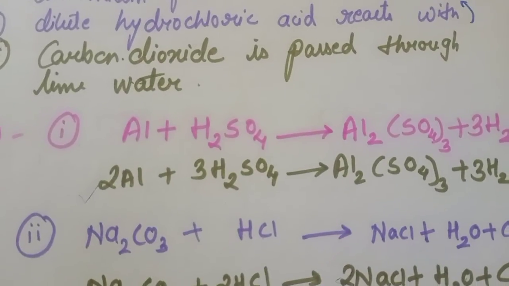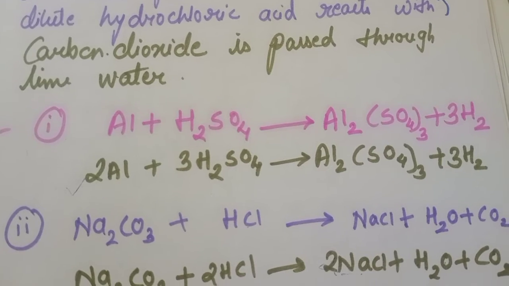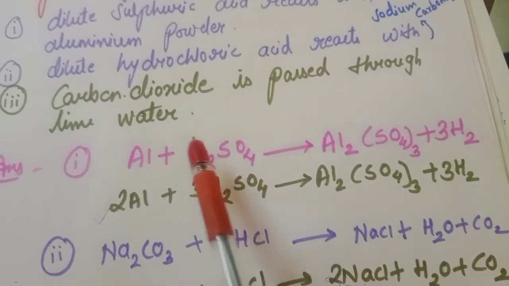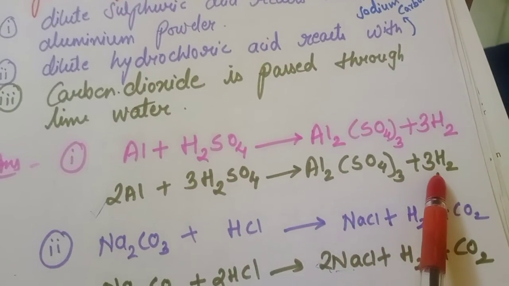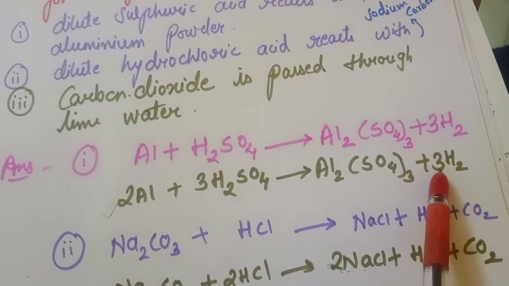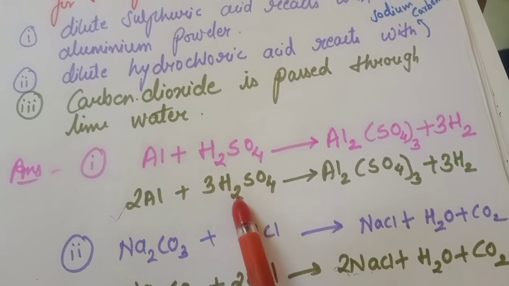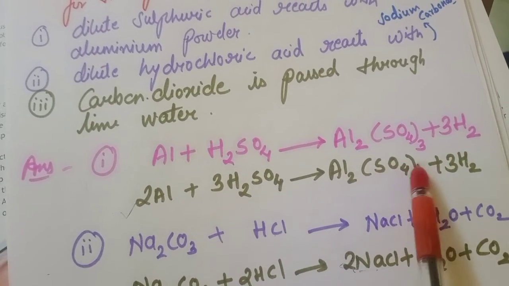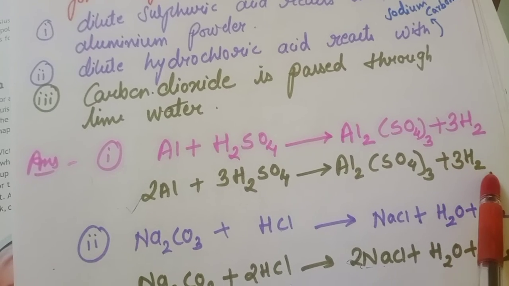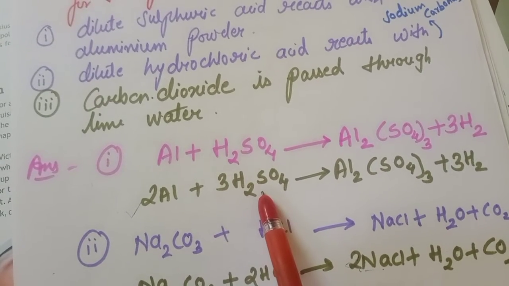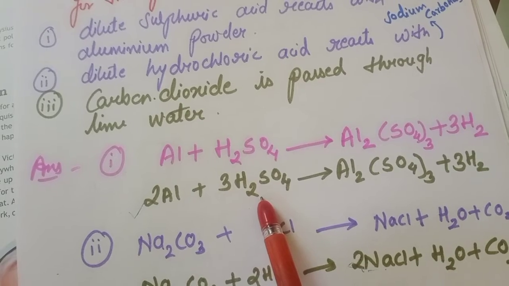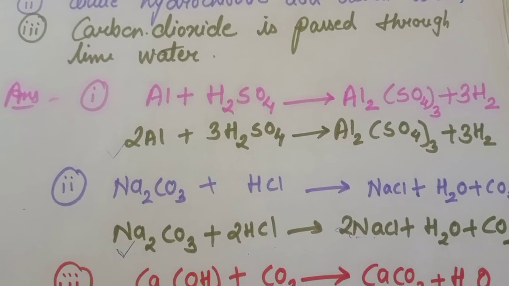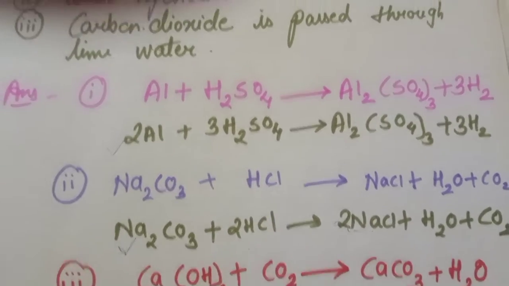Now let us check with hydrogen and sulfur. Hydrogen, 3 atoms on LHS, and on RHS, H2 is there, so there are a total of 6 atoms. On LHS 6, on RHS 6 hydrogen atoms. So balanced. Okay. So now this is a balanced reaction, dear students.